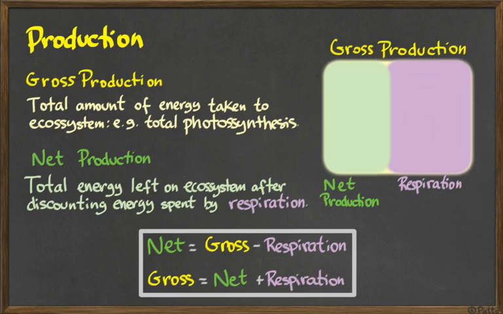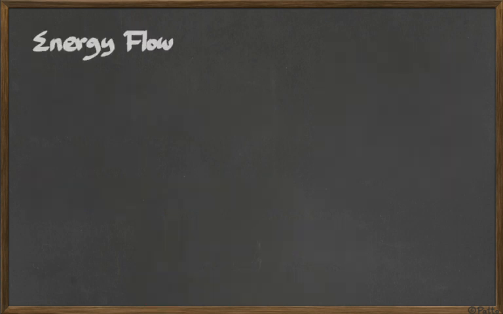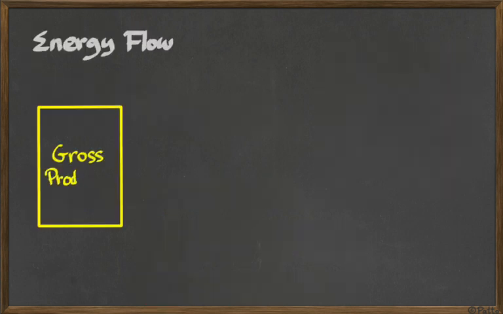Respiration is reasonably easy to estimate. Net production is reasonably easy to estimate. So the gross production is the one that's most often calculated, because if you have the net production and respiration, you just add those two and you find the gross production. Okay, let's see this in a real ecosystem representation here.